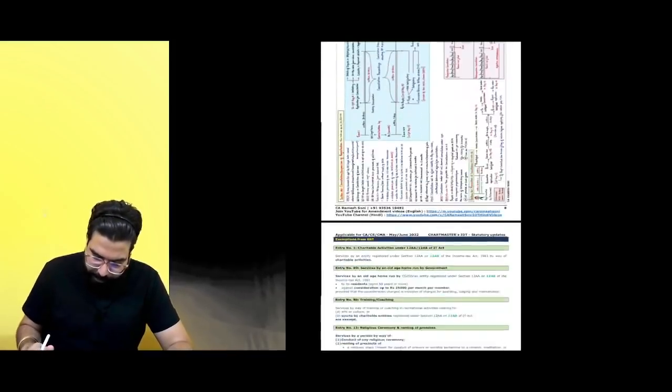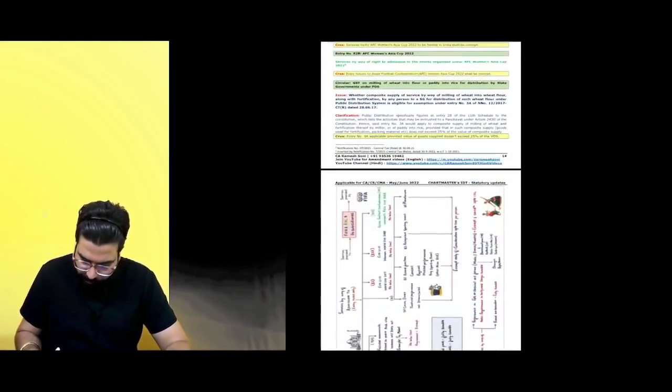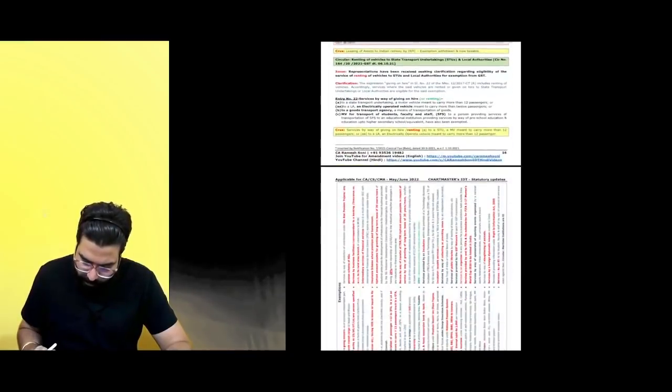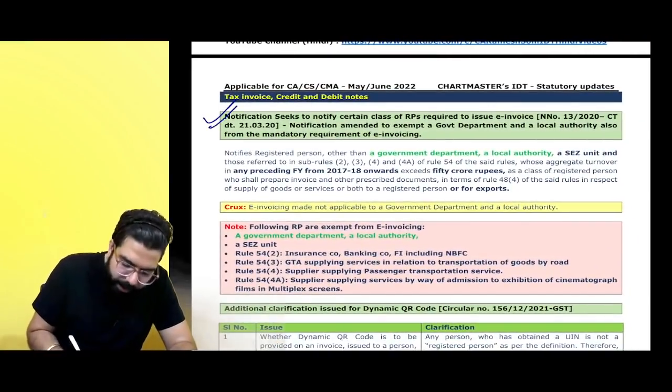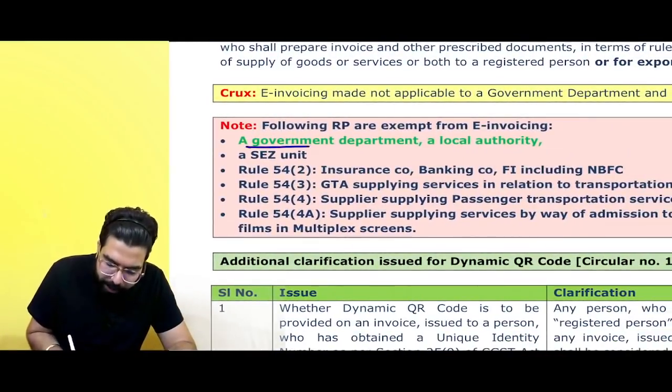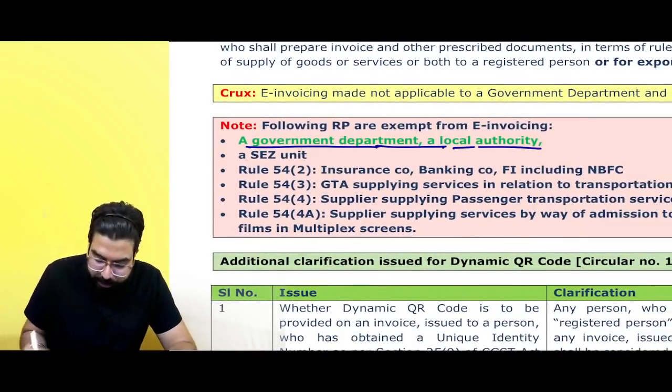In the amendment booklet, everyone, I hope you have done the exemption amendment. Yes, sir, done all of them. Please come to the next amendment here. E-invoicing provisions are not applicable to government department, local authority. Government department, local authority, this is the amendment.